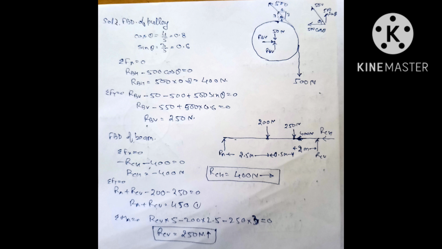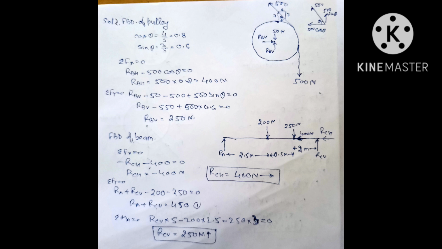Now we can draw the free body diagram of the beam. At point C it is hinged, so we will have one vertical and one horizontal reaction, RCH and RCV. At point A we have a simple support, so it will be one vertical reaction RA. Make the equation for horizontal forces, sigma Fx equal to 0. You will get minus RCH minus 400 equal to 0. So RCH equal to minus 400 Newton. That is 400 Newton in the positive x direction.